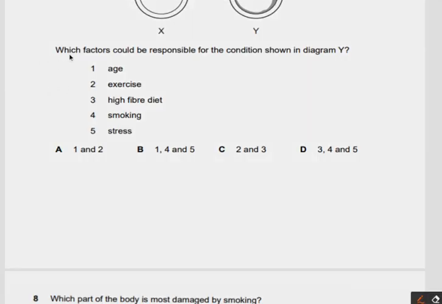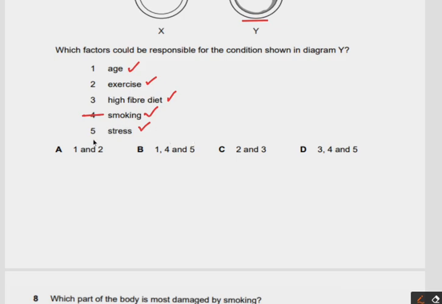Alright, so the question is saying which factors could be responsible for the condition shown in diagram Y. Is it the age? Is it the exercise? Is it the high fiber diet? Is it smoking? Is it stress? As you can see here, there is thickening of the walls of the artery, specifically the coronary artery, and this can be caused by smoking. So smoking should be the first one, and this one is very, very important to know.